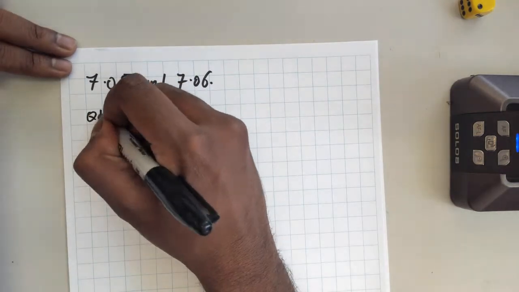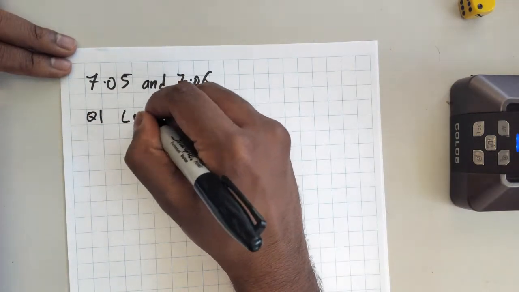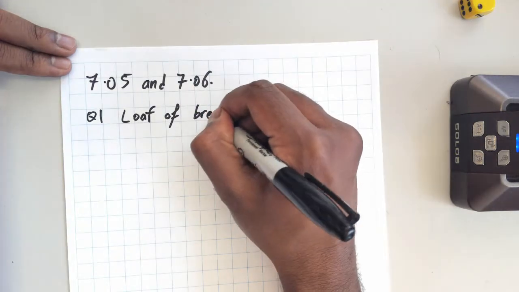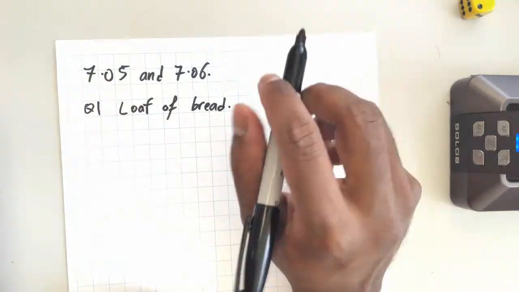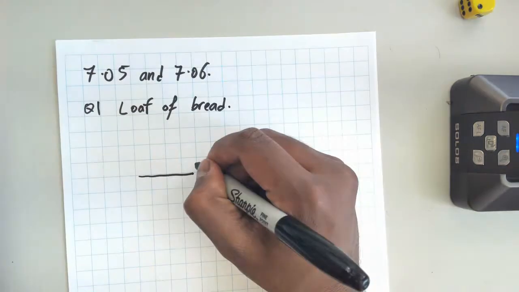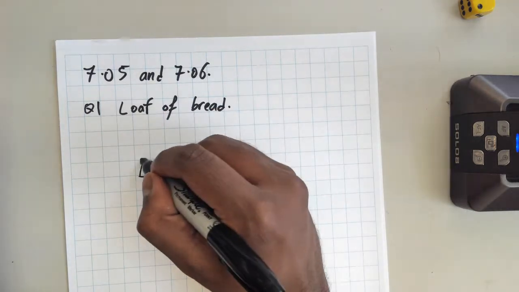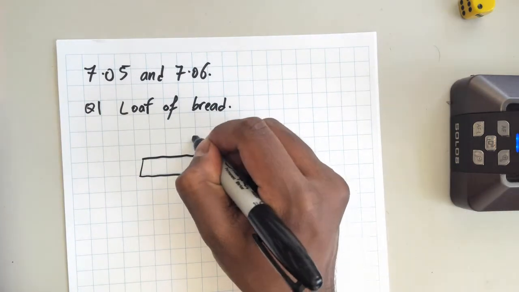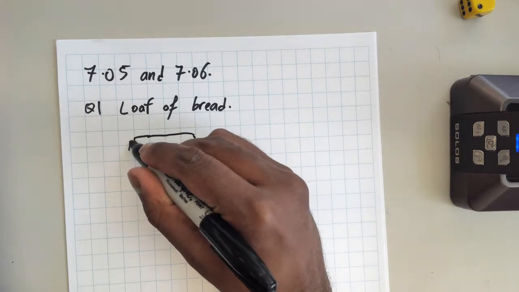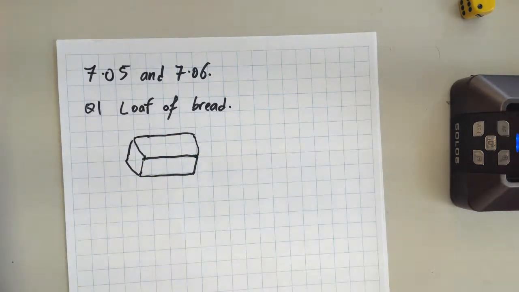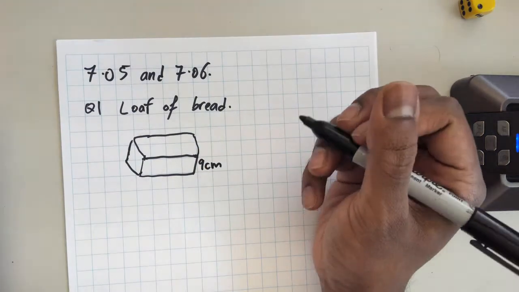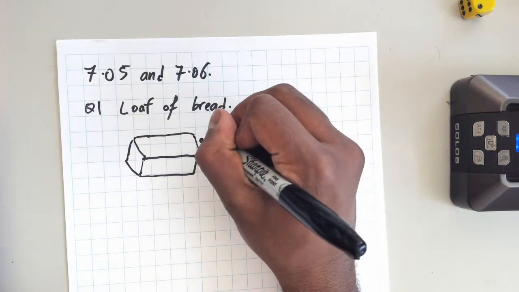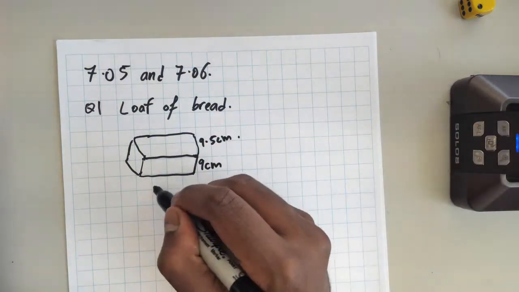Question 1 is about a loaf of bread. Now if you think of a loaf of bread, what mathematical shape does it look like? I'll just draw it in now, and you might see it for yourself. It looks like a rectangular prism. Let's write in some measurements. There we go.